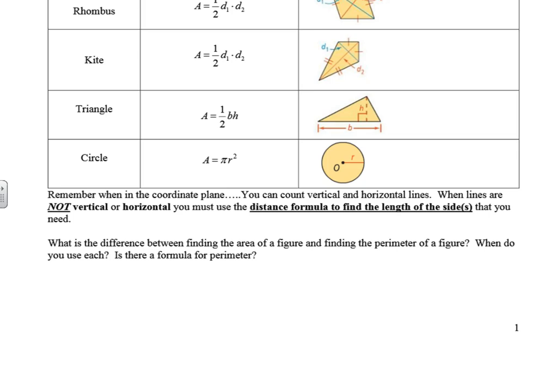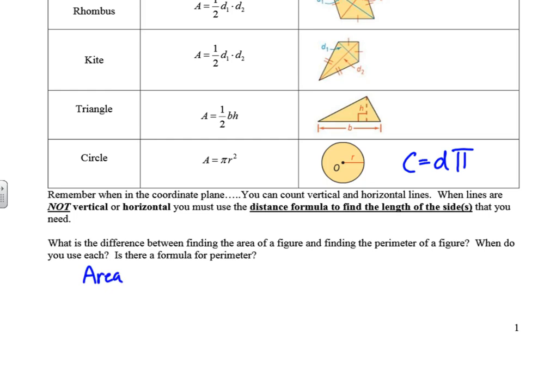Remember, when we're in the coordinate plane, we can count vertical and horizontal lines, but when they're not, we must use the distance formula to find the sides, okay? Remember, with a circle, we also think of the circumference equals the diameter times pi. Okay, so what's the difference between finding the area and finding the perimeter?